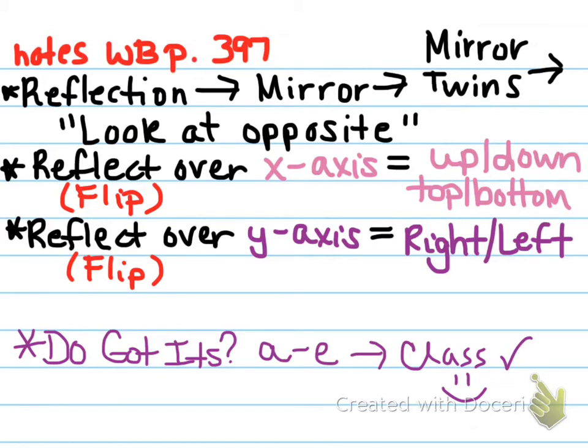Okay, so look at the examples on page 397. They're really pretty easy, and you can try the guide at C, D, and E, trying to name the reflection and using the coordinate plane that's on the page. Once you've copied the information, then you may move on. If you need to, pause the video now.